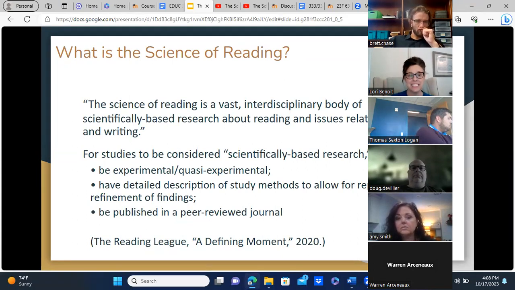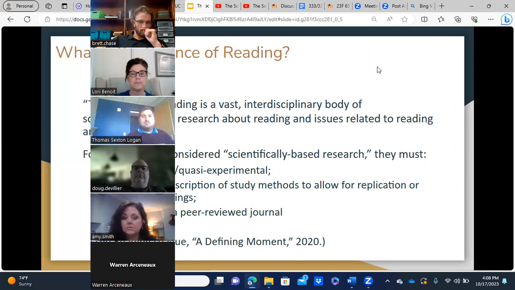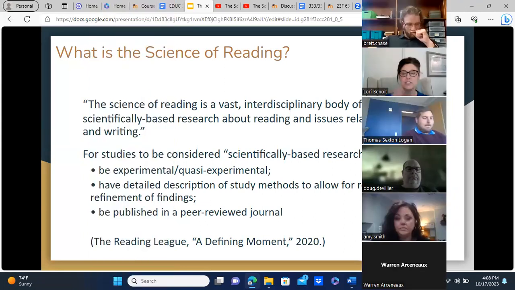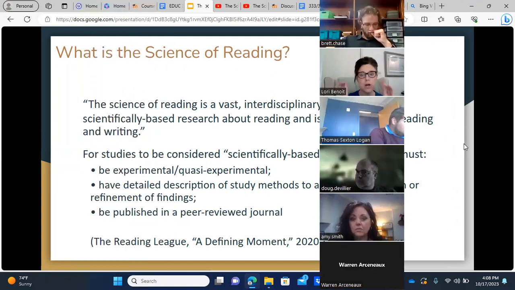It has to have a detailed description of the study methods to allow for replication or refinement of the findings. So basically what this means is the studies should have been done several times in different regions, different countries even, and different disciplines. And then, of course, it must go before peer review. And so that's what we're talking about. And that's how it actually gets the name science of reading.